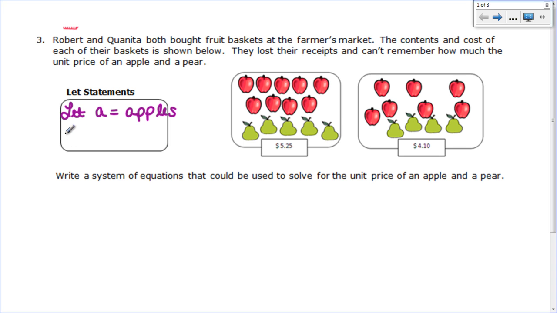So my other one, I'm also going to let P equal pears. So there are my 2 variables. I've identified them, I've defined them, I've told you what they are. Now we're going to write our equations.